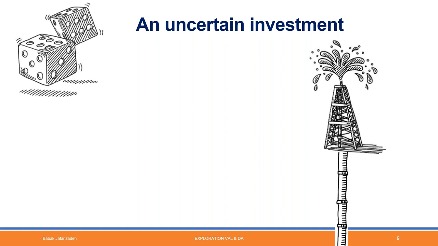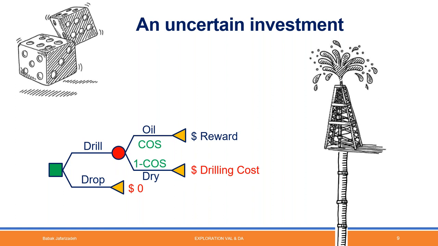So we consider both of these possibilities. Of course, these are simplified possibilities. In practice, you may have a range of possibilities. But just to start simple, I can represent this investment decision with a decision tree. I have a decision to make: to drill or to walk away. If I walk away, the outcome is zero. But if I drill, then this circle node represents uncertainty. It's uncertain if we find oil or if we end up with a dry hole. Here, COS is the chance of success in drilling.